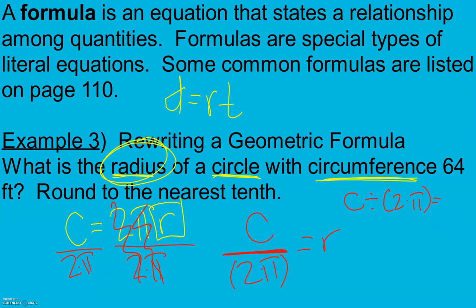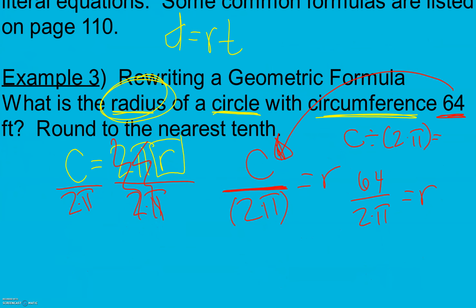Now, we want to know what is the radius with a circumference of 64, so I'm going to plug 64 in for my circumference. And it says round to the nearest tenth. So when I type this in my calculator, I get my radius to be approximately 10.185916. So to the nearest tenth means one decimal place.